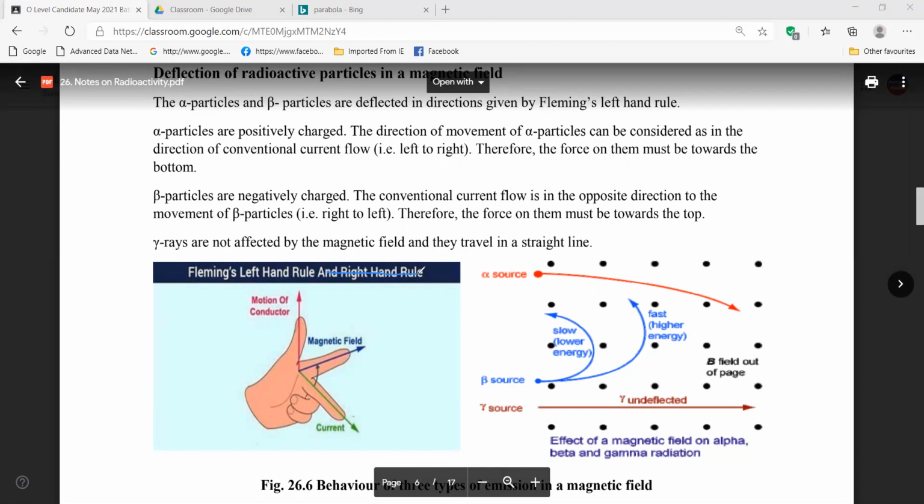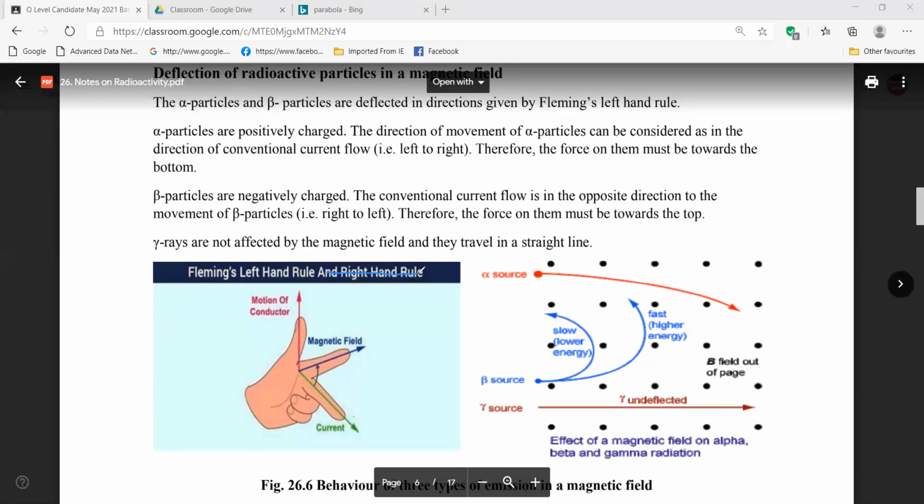Yes. And you should fix your thumb, your first finger, and your second finger the way they are showing. You set it in a way that between the thumb and first finger there is 90 degrees. Again, between first finger and second finger there is 90 degrees. Are you setting that way? Yes. Okay, so your first finger is showing magnetic field direction.